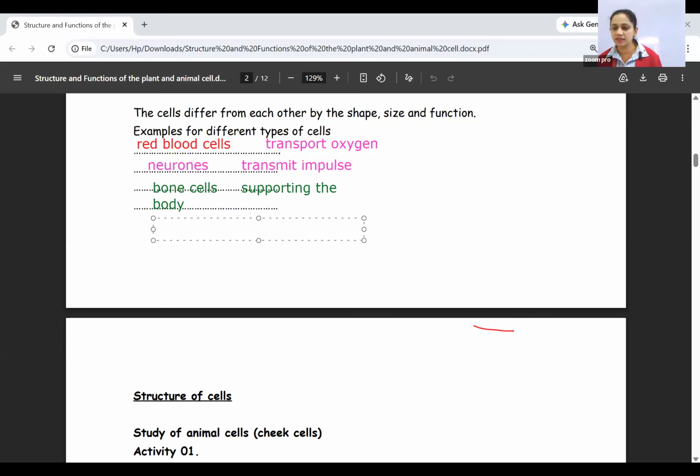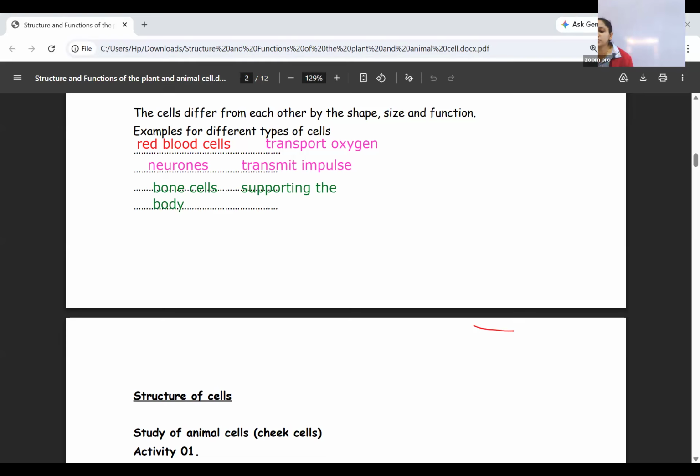And there are so many cells, right? I'm not doing each and everything because up to that part, there's no need for so many things. Okay, that's it. Red blood cells transport oxygen, neurons transmit impulses, bone cells and muscle cells support the body, and there are epithelial cells, they are covering the surfaces. There are so many kinds of cells, right? Just these are enough. Finish writing.